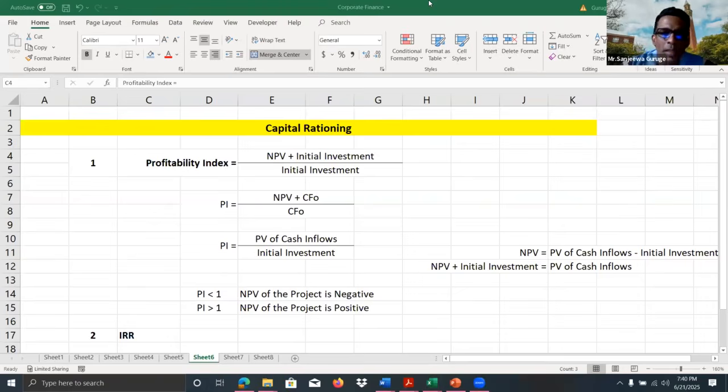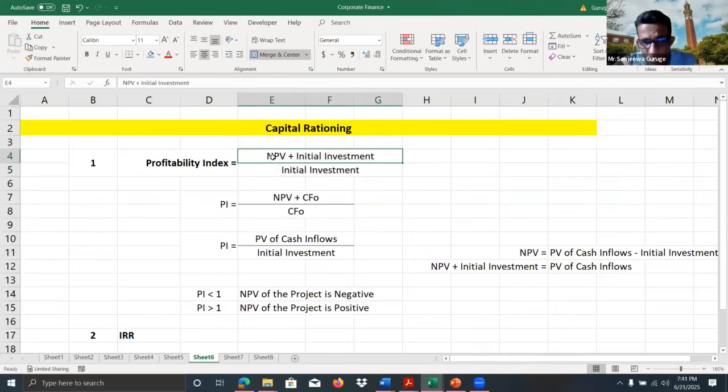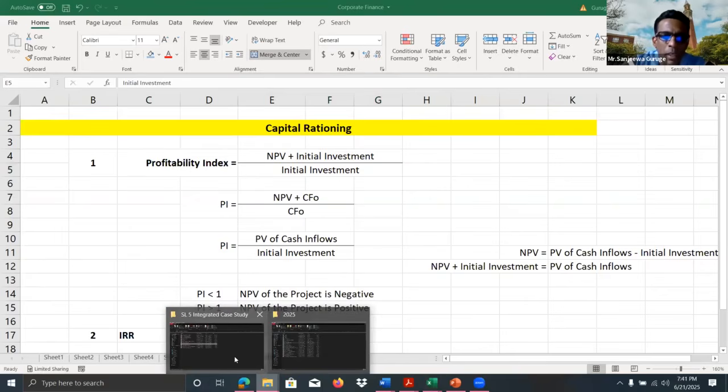Okay, so here there is a question on how to make the ranking using PI. Because the profitability index, whether you calculate it this way or the other method, is NPV divided by initial investment, calculated as a percentage. So the higher the profitability index, the better, because that shows the NPV with respect to the investment.